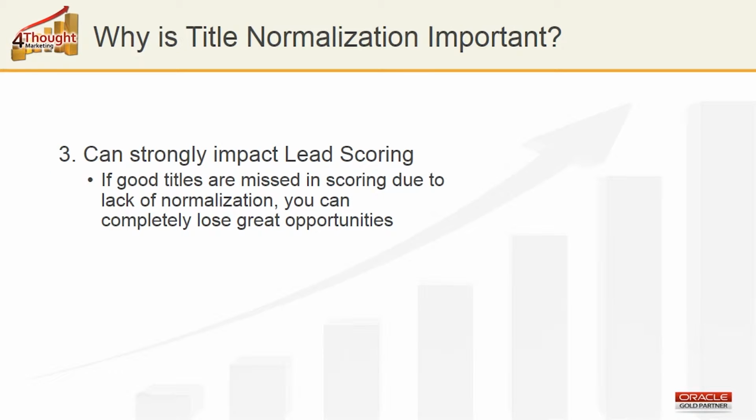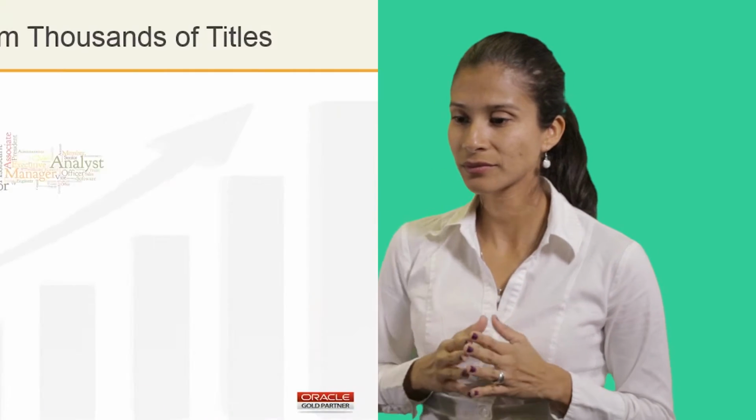Lastly, title normalization can also impact your lead scoring. So when you're coming up with your criteria for scoring, I'm pretty sure title is one of your top priorities. You want to make sure that you have something that you can segment on, something that you can even score on. And that's where title normalization becomes highly relevant.